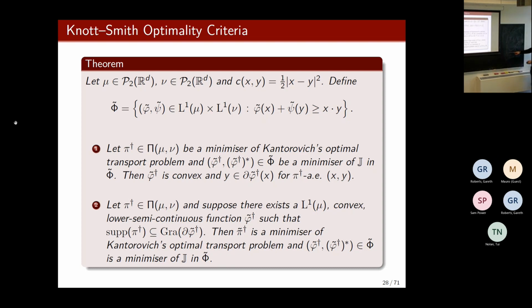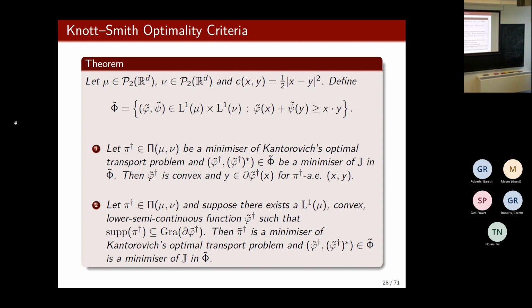So this just means, now I can start off with my pi dagger, right? And I'm assuming that there is some function such that pi dagger lives on the graph of the gradient. So I'm now assuming that my pi dagger lives on this purple curve. If that's true, then pi dagger is a minimizer of the Kantorovich optimal transport problem, and this function psi tilde is a minimizer of the dual form, right?